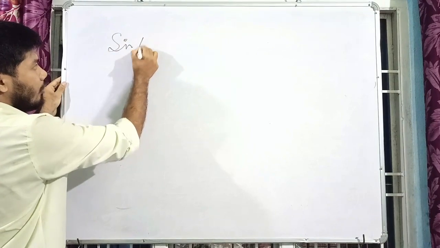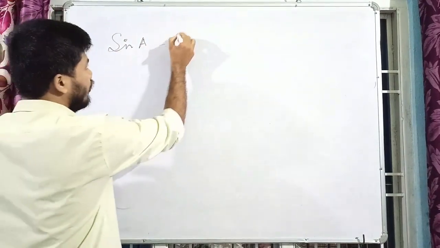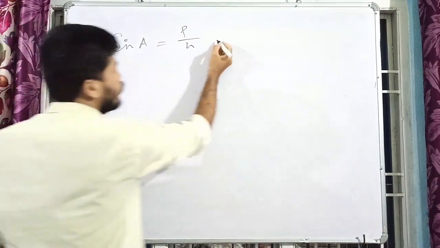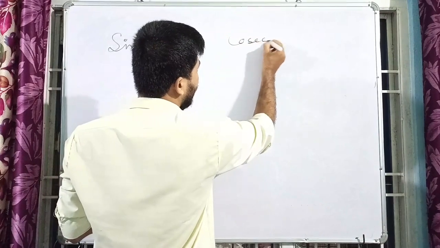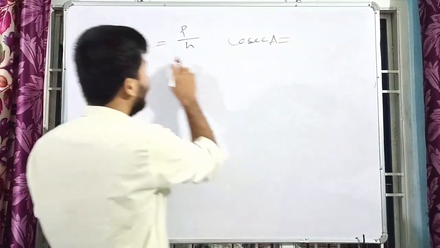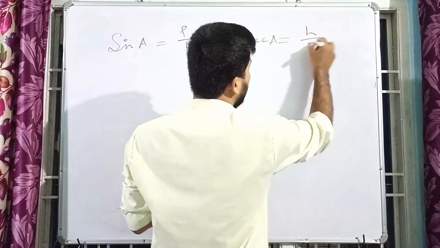Now, we found sine of angle A, so for angle A, sin A is equal to P by H. Sin's opposite is cosec, and this is cosec A. For angle A, if we find cosec A, then cosec A is equal to H by P.